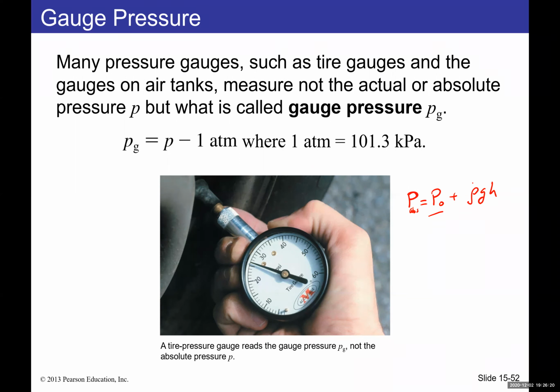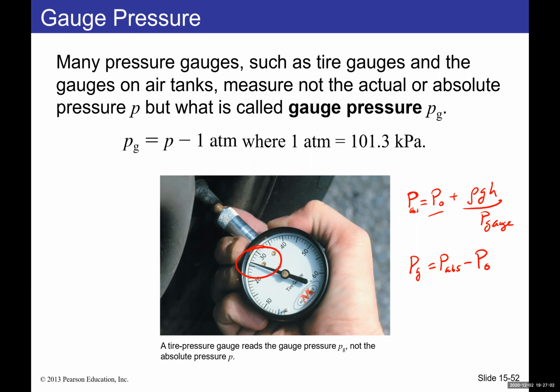One of the things we can do here is define what is known, as I mentioned, as gauge pressure. The gauge pressure, P_G, is equal to the difference between absolute and atmospheric pressure. A lot of times when we use a pressure gauge to measure tire pressure, what we're actually measuring is the pressure difference between inside and outside, which is the gauge pressure. So this reading is the pressure difference rather than the pressure inside the tires.